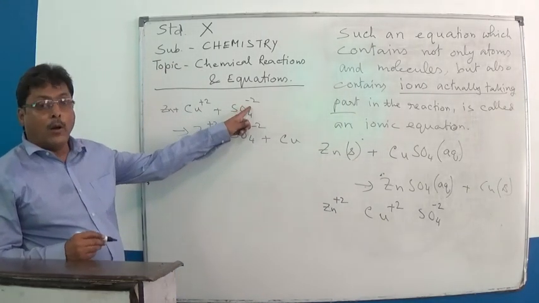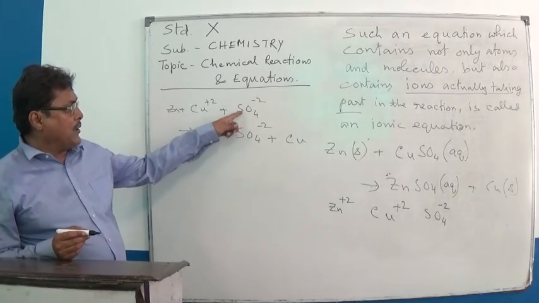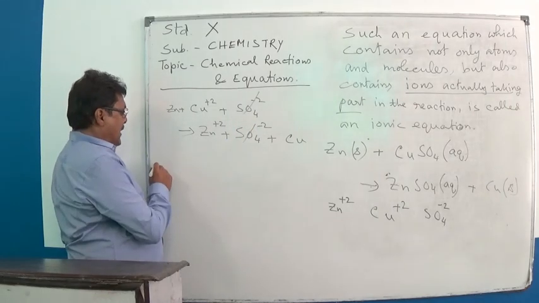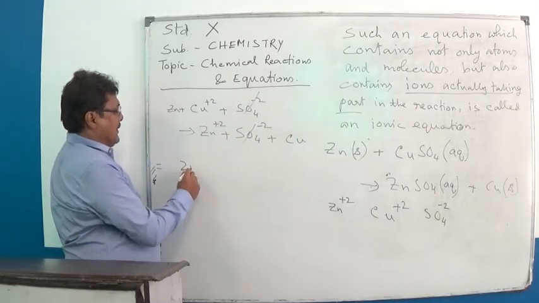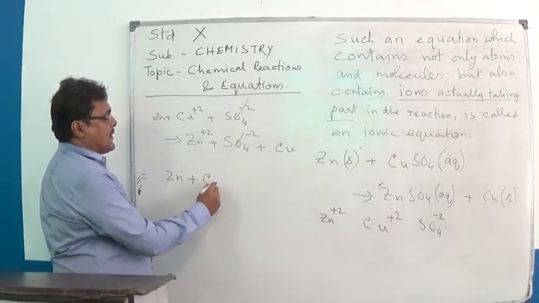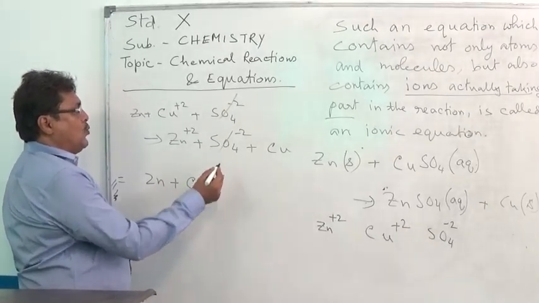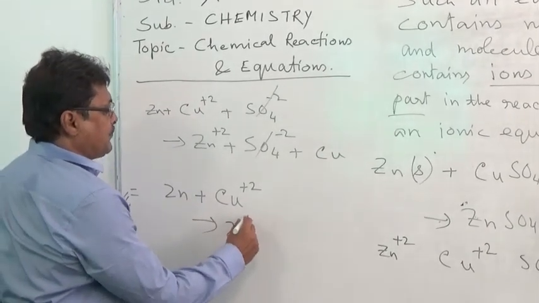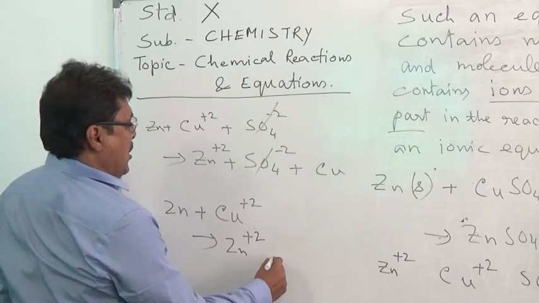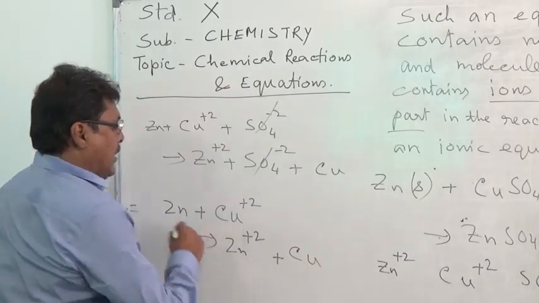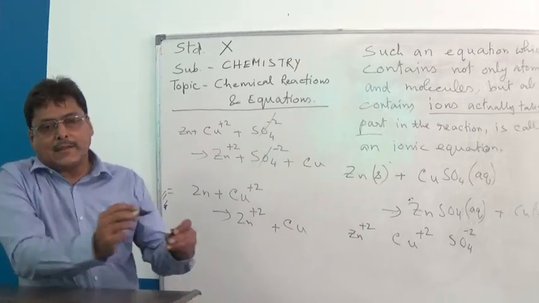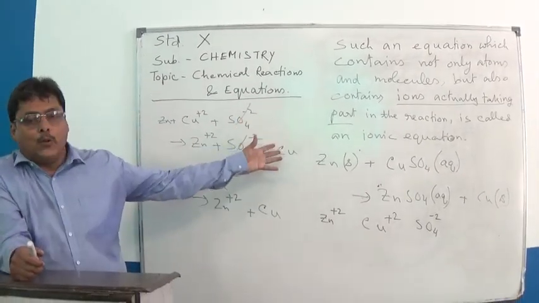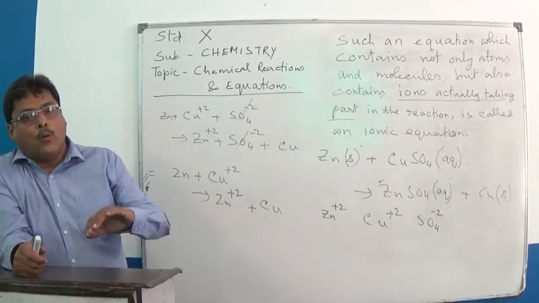Now look at it. On both sides, this is common, the sulfate minus 2 ion. We can cancel these two out and write the whole formula like this: Zn plus Cu plus 2 produces Zn plus 2 plus Cu. The net charge is plus 2, which is balanced here. This is called an ionic equation, balancing the net mass with the net charge.